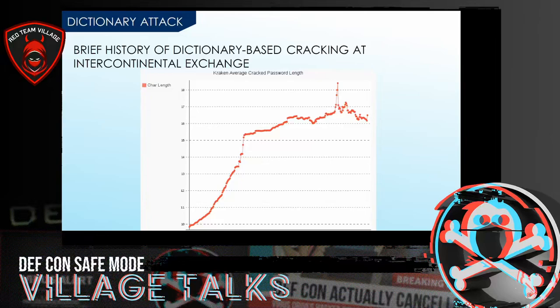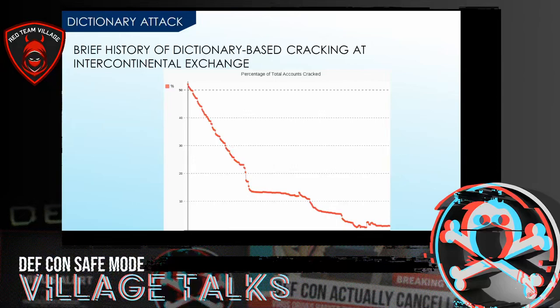But this is the less interesting half of the story. This is the graph of the percentage of passwords that were cracked by dictionary attacks. Only dictionary attacks. Yes, that number in the upper left is 50%. Dictionary attacks are very good when you have a dictionary of passwords made under the same password policy that you're targeting.